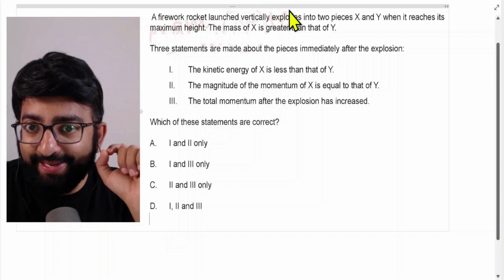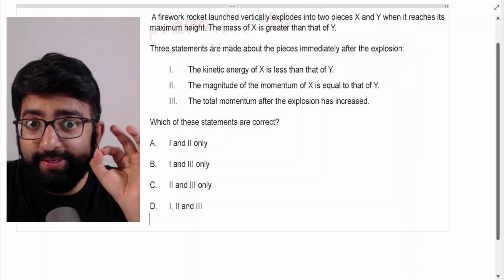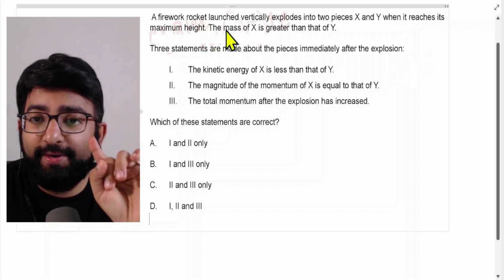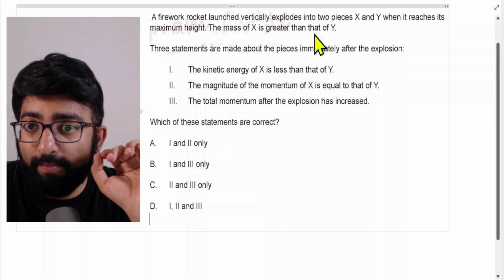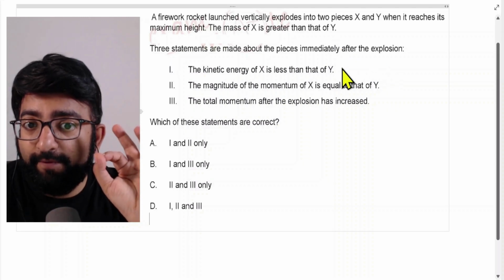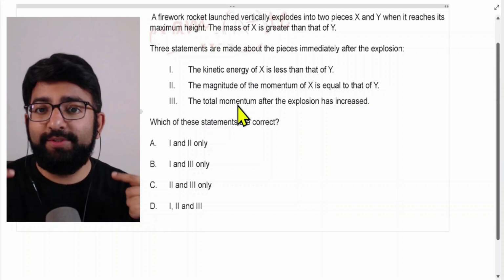A firework rocket launched vertically explodes into two pieces when it reaches the maximum height. Maximum height is the keyword here. Also, it is mentioned that the mass of X is greater than the mass of Y. Three statements are given. We need to figure out which of the three statements are correct.